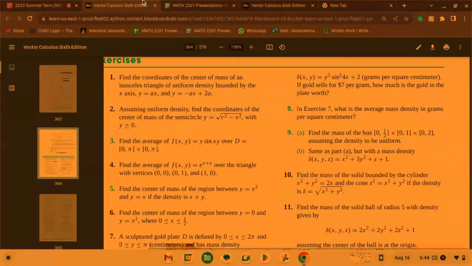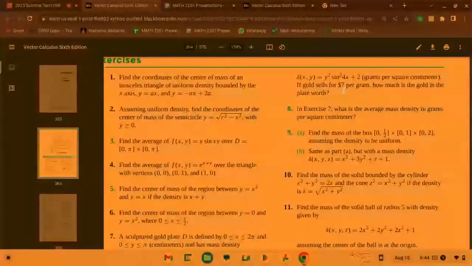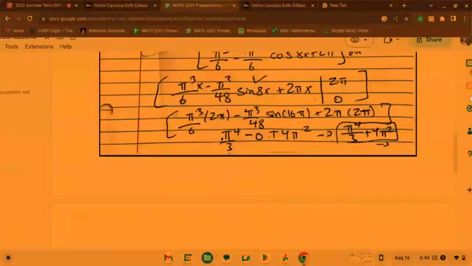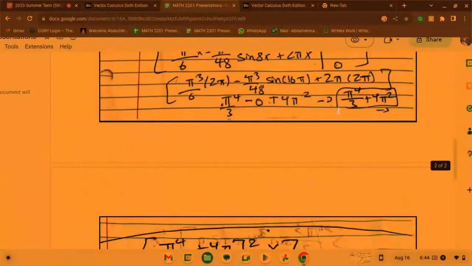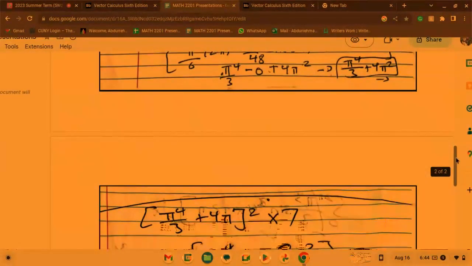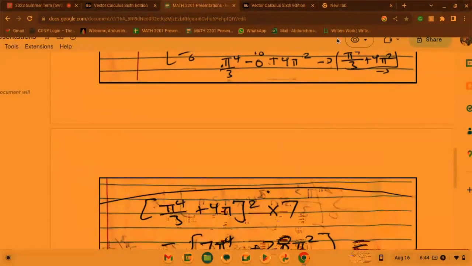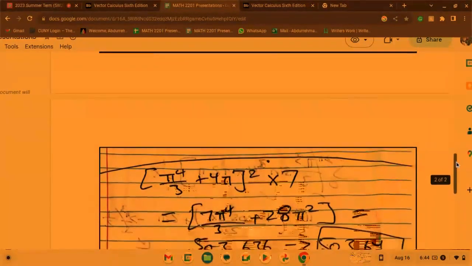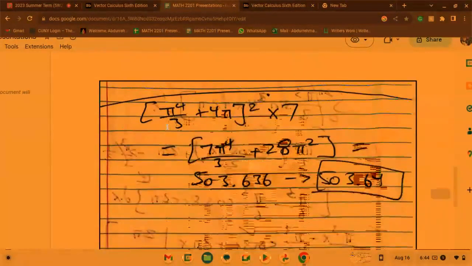So the question is asking about the gold sold in accordance to the amount of the gold, meaning the mass. So it's saying the price per gram is $7. So the total amount of the grams, meaning the total mass, is here. Now we have to times it by 7, because per mass is $7. So the total mass times 7 would be the actual amount of the gold in the plate. So we times the mass by 7.